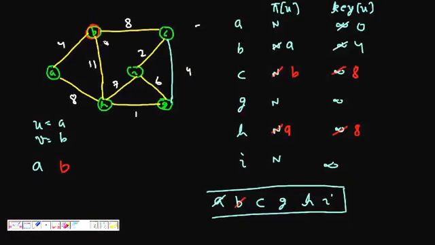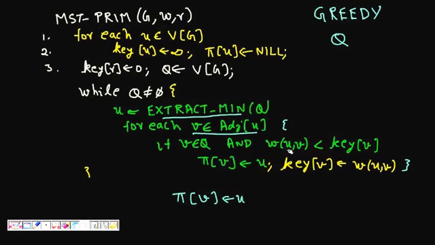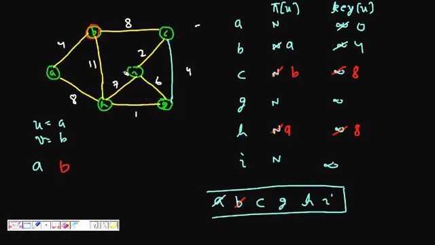And now if we come from BH, if it is discovered, the weight of BH is 11, and we see from the code that if weight of UV, that is BH, is less than key, which is not the case, so we will not update the key. Okay, so this will not be updated. This C has now got a key of 8.